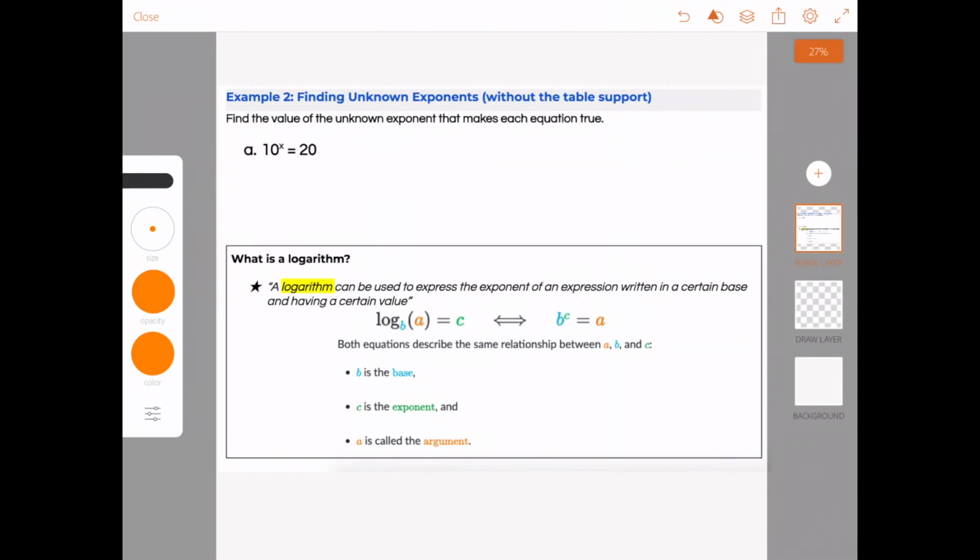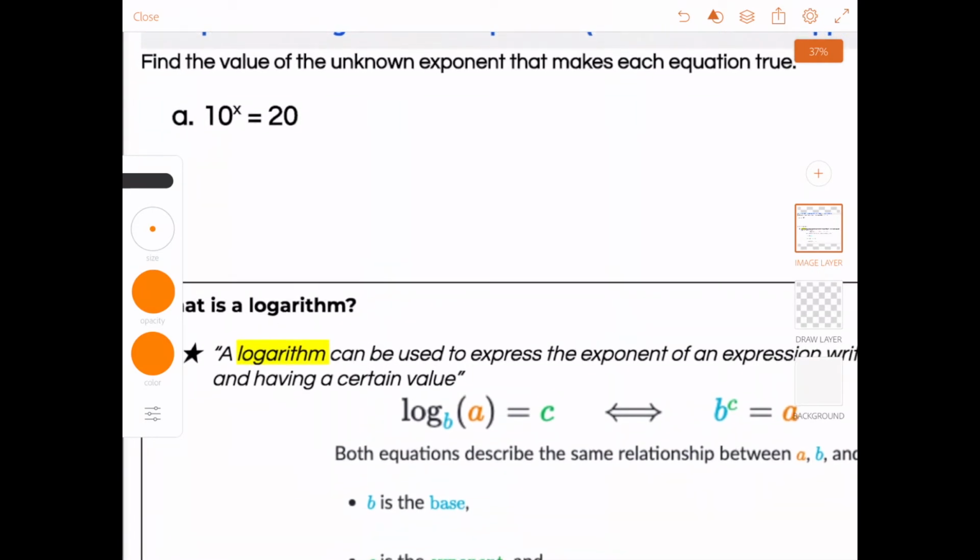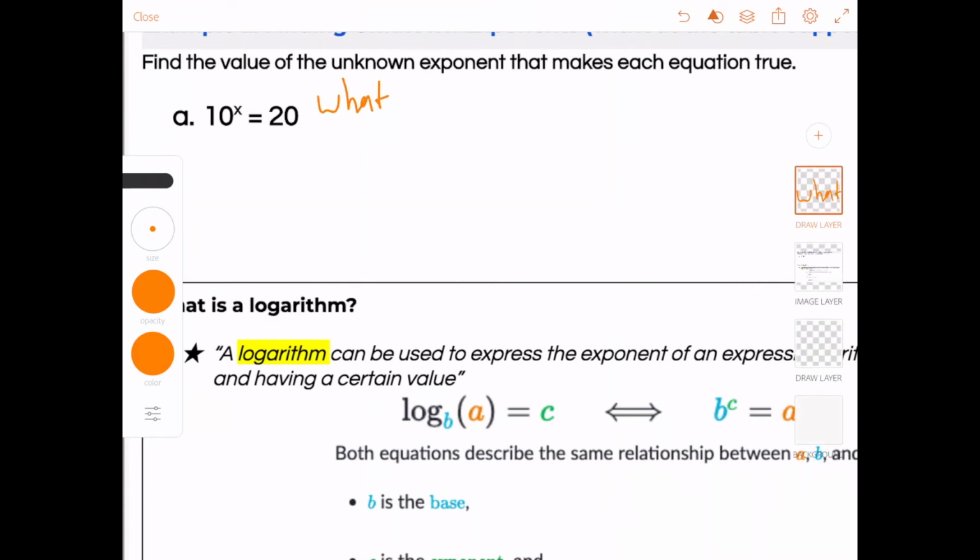So in example 2, you'll see we have a similar looking problem, and we're going to solve using the same steps, but we're actually going to use a calculator to find our final answer instead. So we have 10 to the power of x equals 20. Using our first steps from the same method we were using before, we're going to write out what power of 10 is 20. And next we're going to write what power with base 10 of 20 is equal to x. This is our equation.